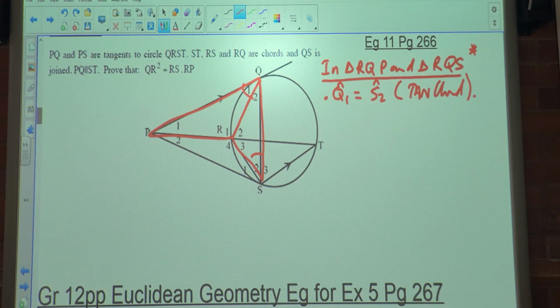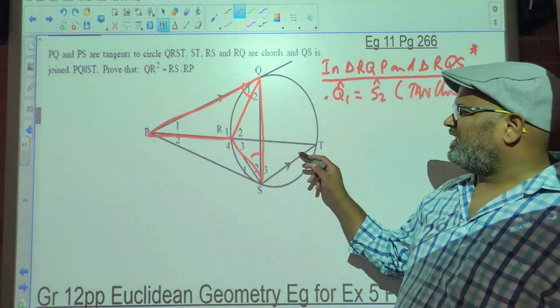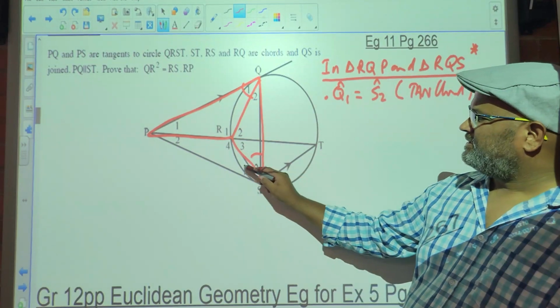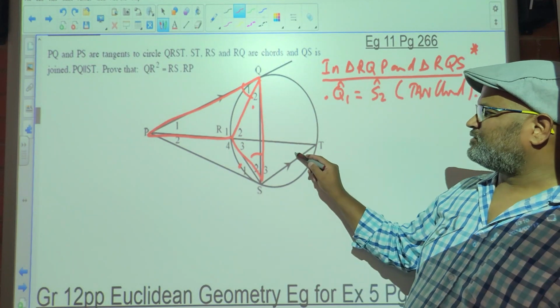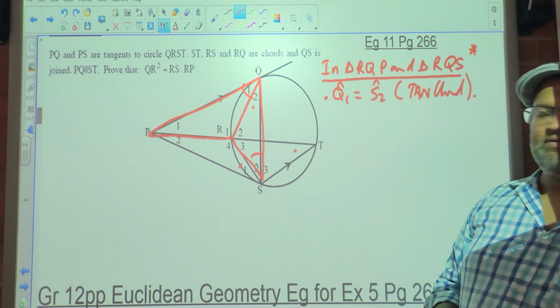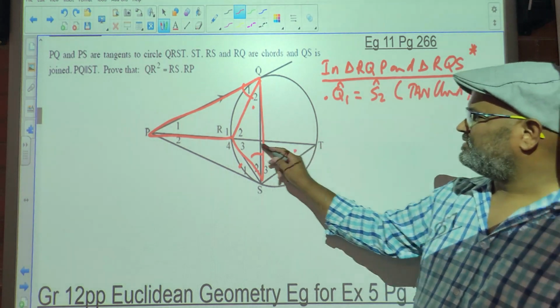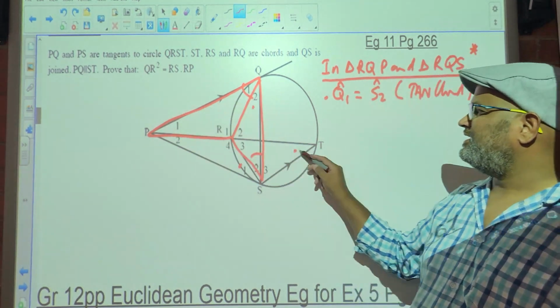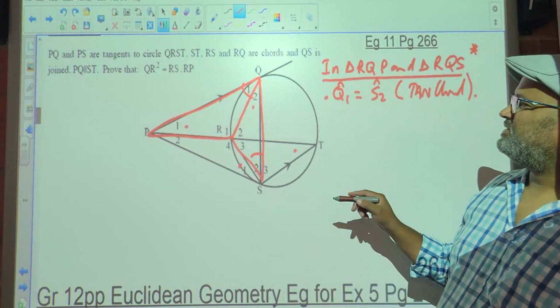I'm going to finish this one and the third one I'll record in the next lesson. Okay. So S1 is equal to T. Why? Tan co-theorem. Not so? And then T is equal to P1. Why? Alternate angles. You see that?